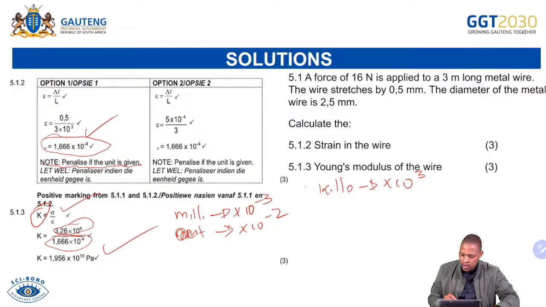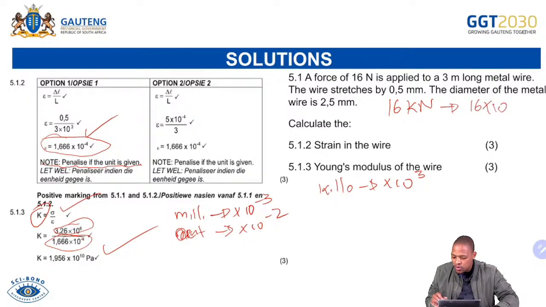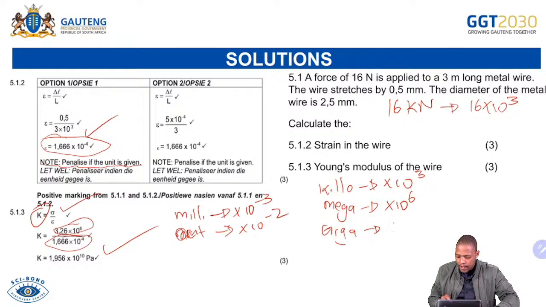Please, please, please, 16 kilonewtons. That means you are going to write it as 16 times 10 to the power of 3 or 16 times 1,000. Then from kilo, you go to mega. Mega is times 10 to the power of 6. And then from mega, you go to giga. Giga is times 10 to the power 9. And lastly, you are going to go to tera. And tera is times 10 to the power of 12.